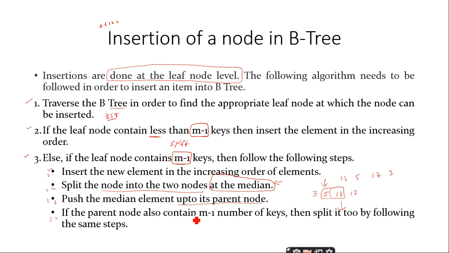If the parent node also contains m-1 keys, what is m-1 here? Maximum number of keys. Super. It represents the maximum number of keys. So when the parent node also has the maximum number of keys, you again split the parent. The split operation should be applied to the parent also, and you recur all the previous steps. That is, 3.1, 3.2 and 3.3 have to be repeated. Is it clear up to this point?